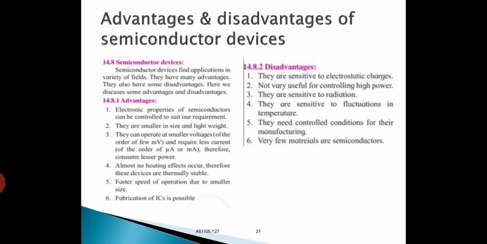Now we discuss disadvantages. First, they are sensitive to electrostatic charges. Second, not very useful for controlling high power. Third, they are sensitive to radiation. Fourth, they are sensitive to fluctuations in temperature. Fifth, they need controlled conditions for their manufacturing. And last, very few materials are semiconductors.